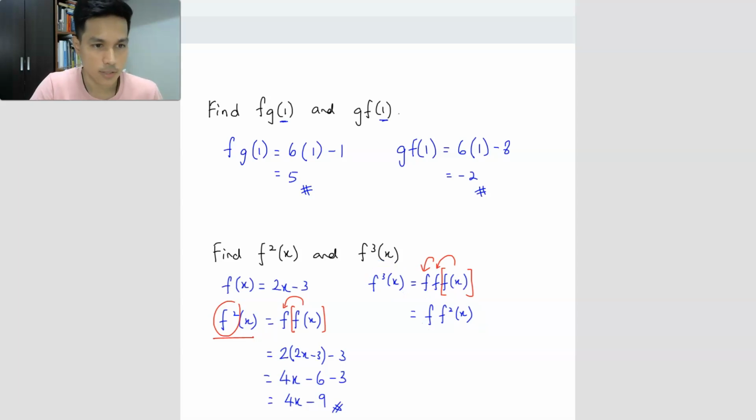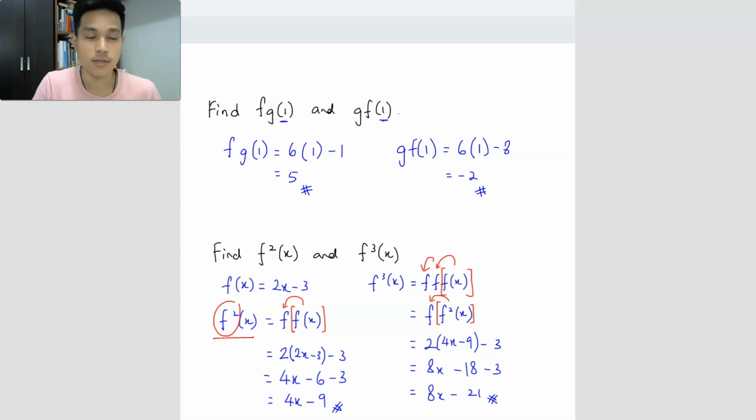So what it actually means is you're substituting the f square x into the f function. So the f function is 2x minus 3, but instead of using x, you're going to use f square. So the f square is 4x minus 9. So your answer is 2 times (4x minus 9), 8x minus 18, minus 3. So your final answer is 8x minus 21. Clear? So that's how you do this. Let's see the next one.